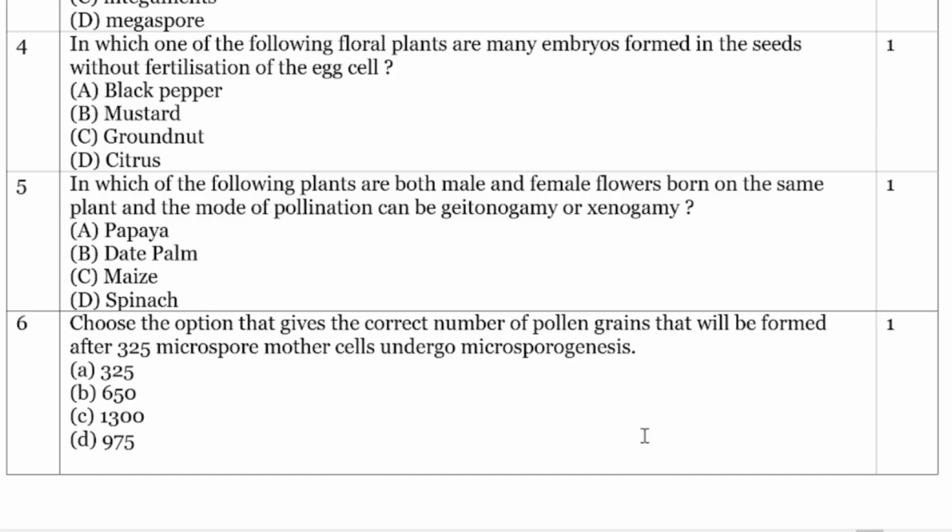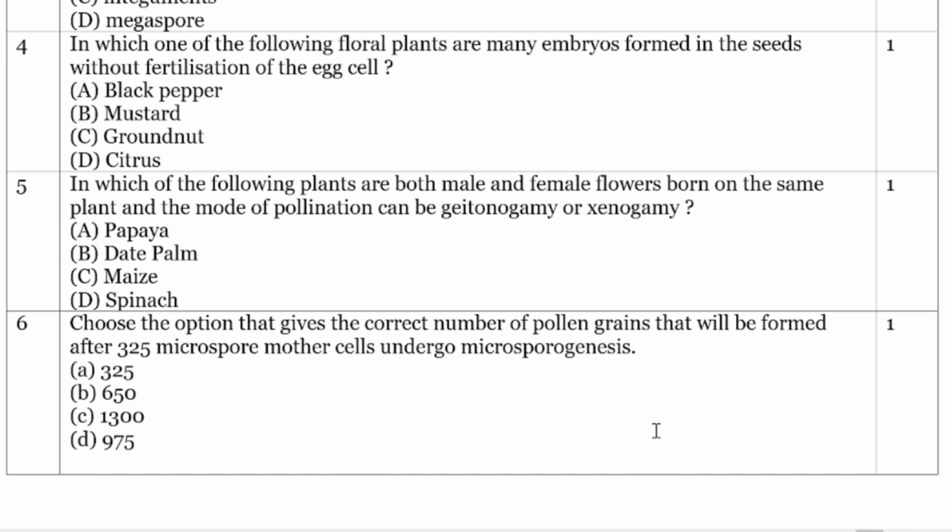So the integuments later become the seed cover. In which one of the following floral plants are many embryos formed in the seeds without fertilization of the egg cell? It is a case of polyembryony. Example of polyembryony is citrus. In which of the following plants are both male and female flowers borne on the same plant and the mode of pollination can be geitonogamy or xenogamy? Here spinach is the answer.